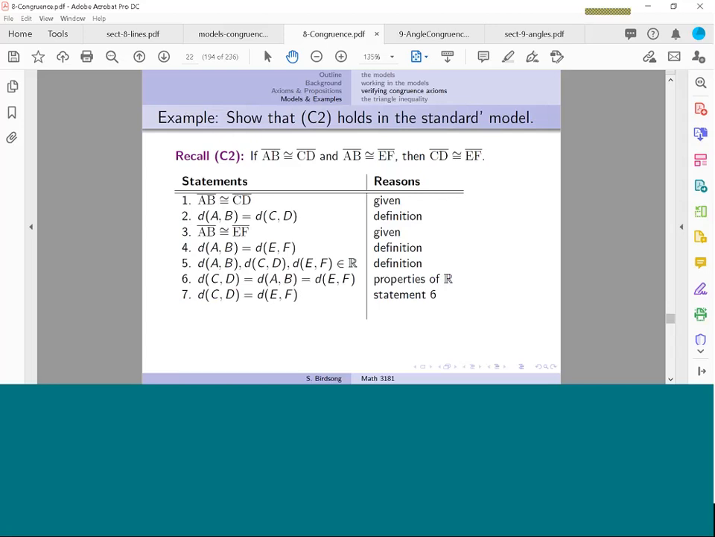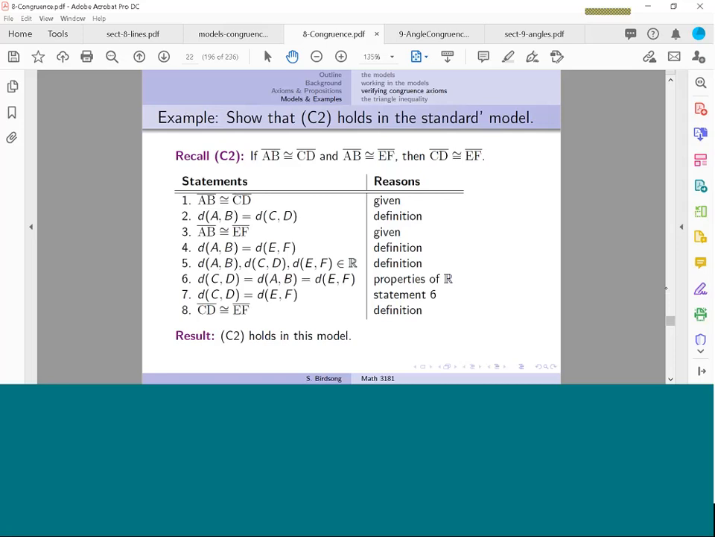So this is where you go back to your definition of what it meant for line segments to be congruent. This tells you that your 2 line segments, C to D and E to F, are going to be congruent. And the definition on step 8 refers to how we've defined line segments being congruent to each other. And that's it. At that point, you're done. So what that means is that this second congruence axiom would totally hold in this model.